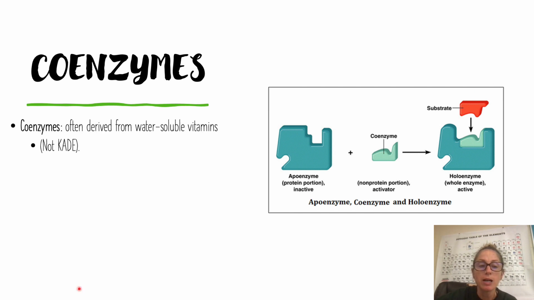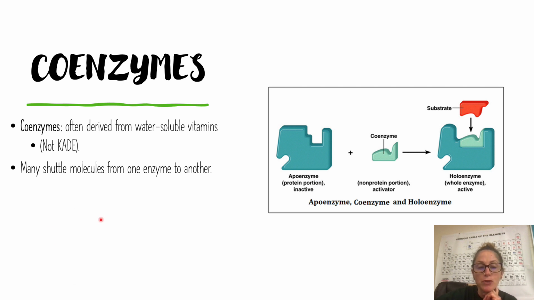The coenzymes are often derived from water-soluble vitamins, so not K, A, D, E. It's important to remember K, D, E are the fat-soluble ones. Those are actually the ones that you can consume too much of. Typically, if you consume too much of the other vitamins, you just pee them out and it's not a problem. But K, D, E are the ones that can build up in your body.